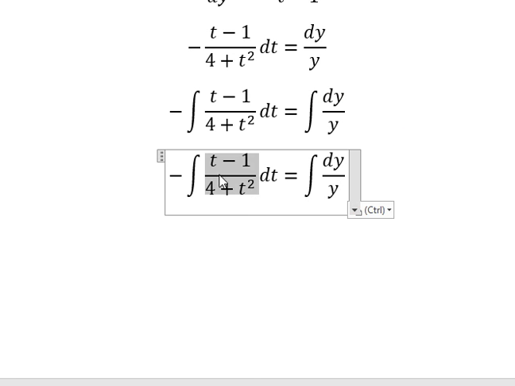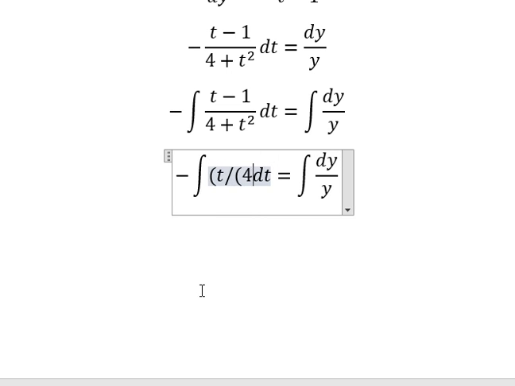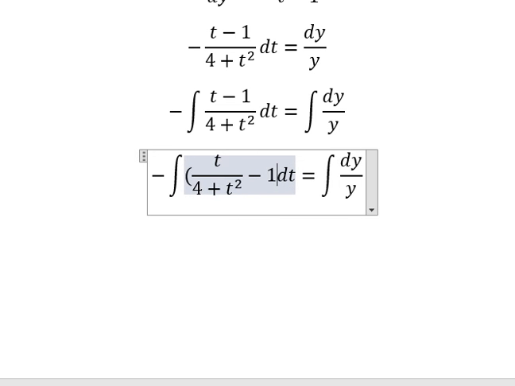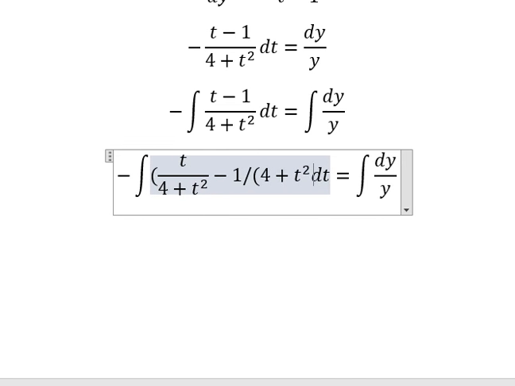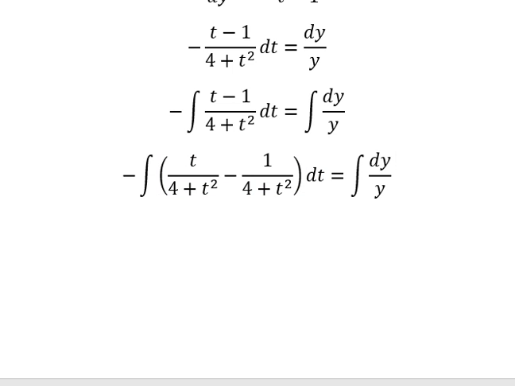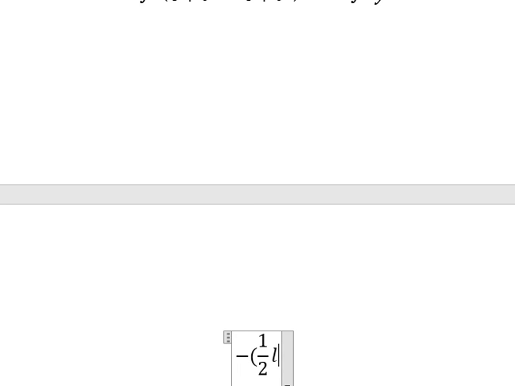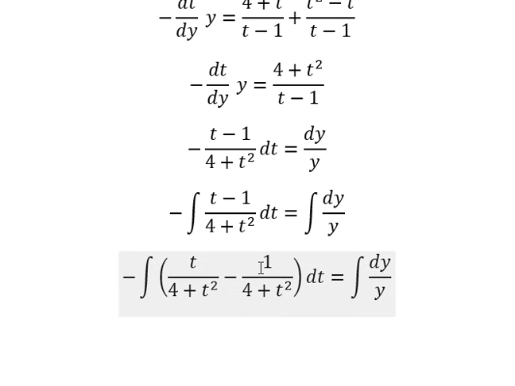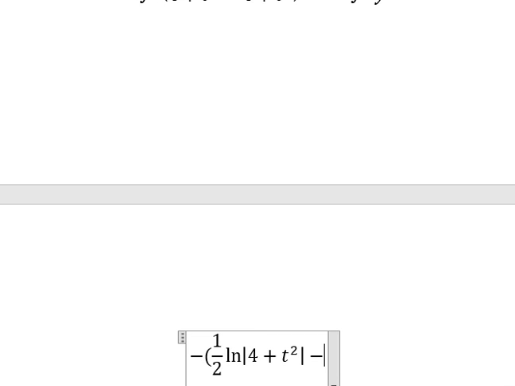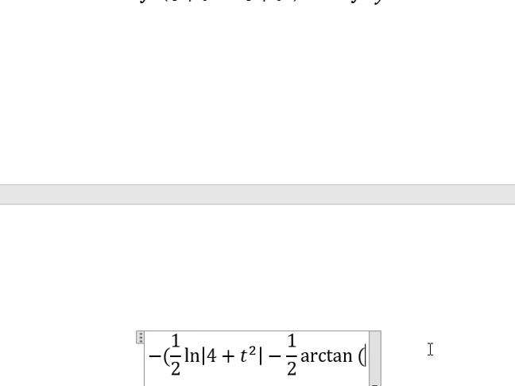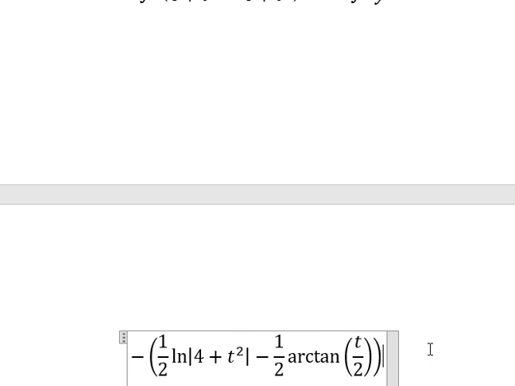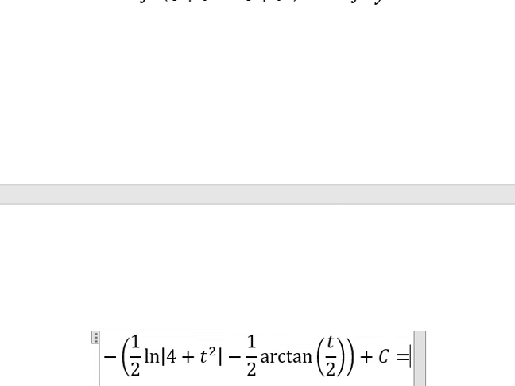This one we can separate them in here. And now we have the final answer. The integration of this one, we have 1 over 2 ln of the absolute value of 4 plus t squared. The integration of this one, we have 1 over 2 arctan of t over 2. And I will put c.